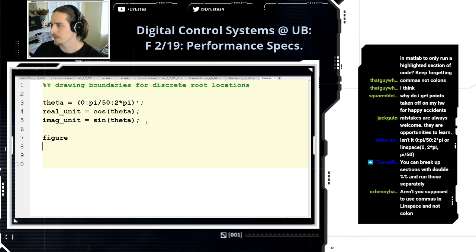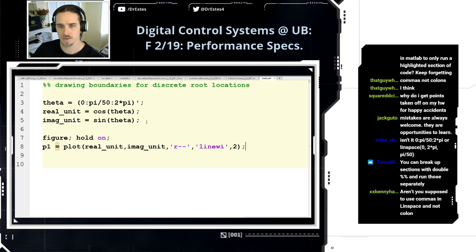Okay, so we're going to make a figure, and we're going to hold this figure because we're going to keep drawing things on top of it. We're going to plot the real part, the imaginary part, and I'm going to use a red dotted line for this because it's going to denote danger. I'm putting P1 equals, which is kind of unique. Usually we just do plot, right? The reason I'm doing this is in the end, it's going to make it easier for us to do our legend entries.